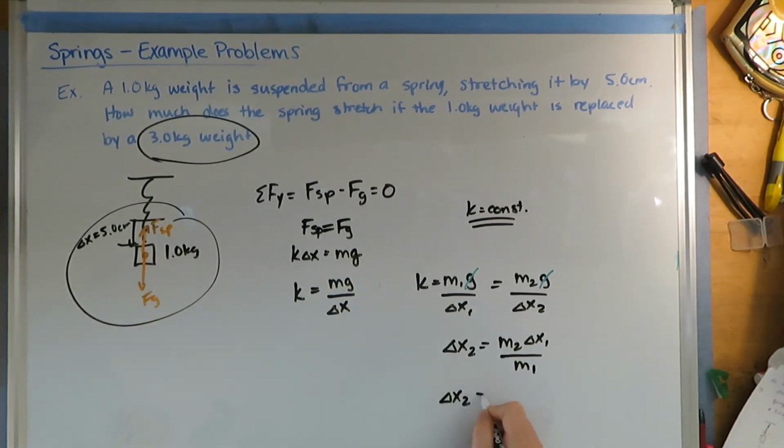So delta x2 is going to be m2, which is 3.0 kilograms, times my displacement 1, which is 5.0 centimeters. In this case, I can leave that as 5.0 centimeters. If you're worried about unit things, you can always convert to meters. That's safer to do. But in this case, I know that my answer can be in the same unit over here because my mass units will cancel out. And then m1 was 1.0 kilograms. So my new displacement is going to be 15 centimeters.